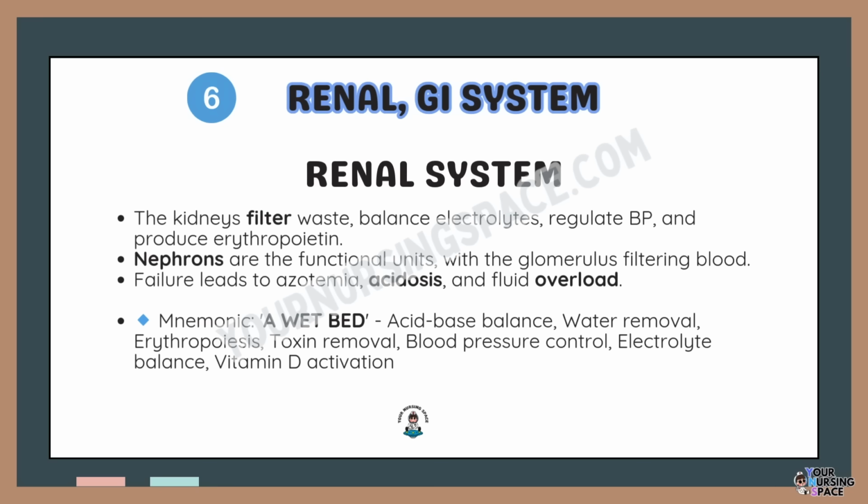Renal system overview. The renal system is responsible for maintaining fluid and electrolyte balance, filtering waste, regulating blood pressure, and producing erythropoietin, which helps in red blood cell production. The kidneys filter about 50 gallons of blood per day, removing toxins and maintaining homeostasis. Each kidney contains tiny filtering units called nephrons, where waste is filtered in the glomerulus and essential substances like water and electrolytes are reabsorbed in the tubules.